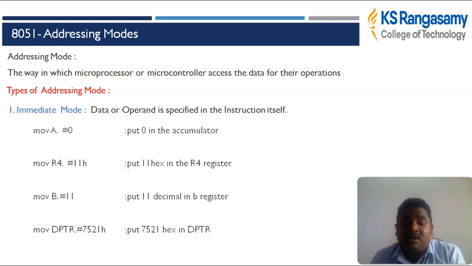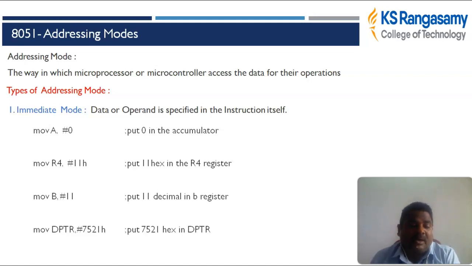An example for this category is MOV A, #0. Normally the symbol hash represents data in the microprocessor or microcontroller world. The operation of this instruction, MOV A, #0, is to put 0 in the accumulator. Similarly, the second instruction, MOV R4, #11h. Here 11h is the hexadecimal data that has to be copied into the R4 register.